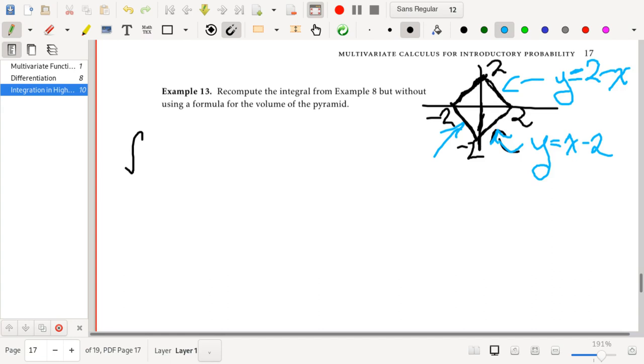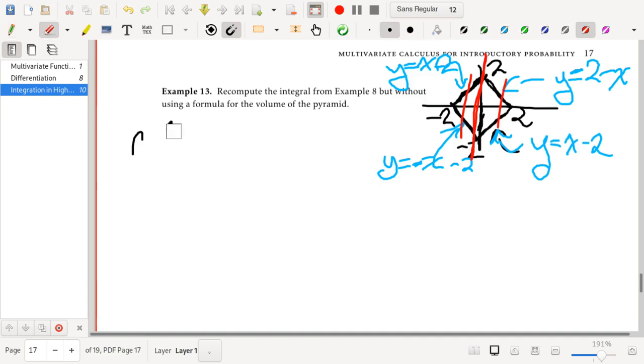And this corner, I have y equals negative x minus 2. And in this corner, I have y equals x plus 2. Okay. And so this is probably suggesting that I'm going to fix my inner integral. But I've got this issue at the point where x equals 0. So I'm going to want to break this up into two separate integrals: an integral where x ranges from negative 2 to 0 and an integral where x ranges from 0 to 2.